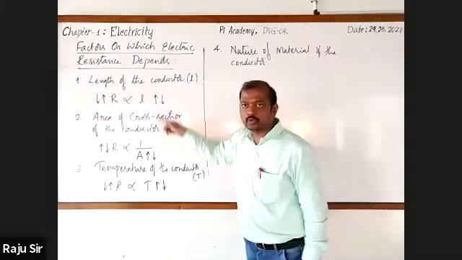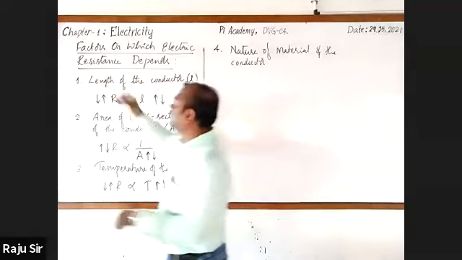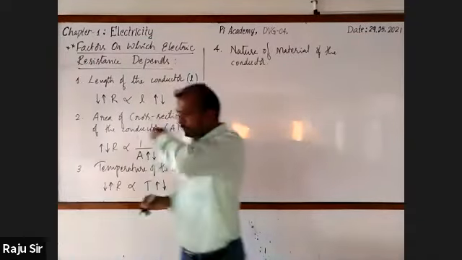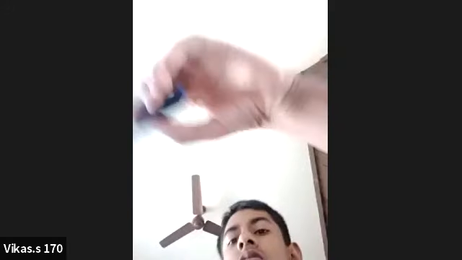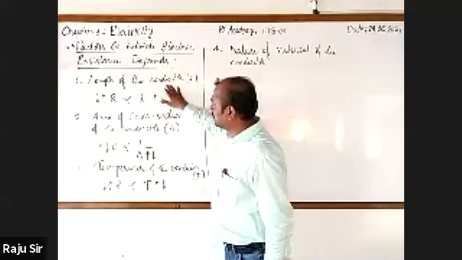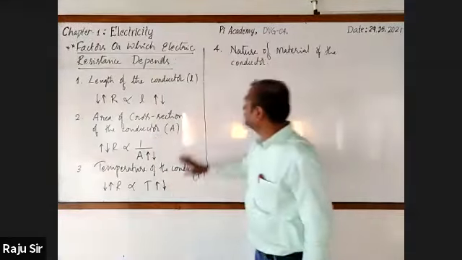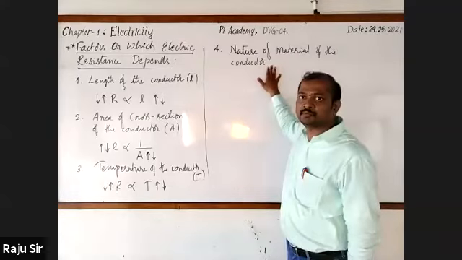Just once you go through, this is a very important concept. Please put a double star mark for this. So, electric resistance depends on the length of the conductor, the area of cross section of the conductor, the temperature of the conductor, and the fourth one is the nature of material of the conductor.